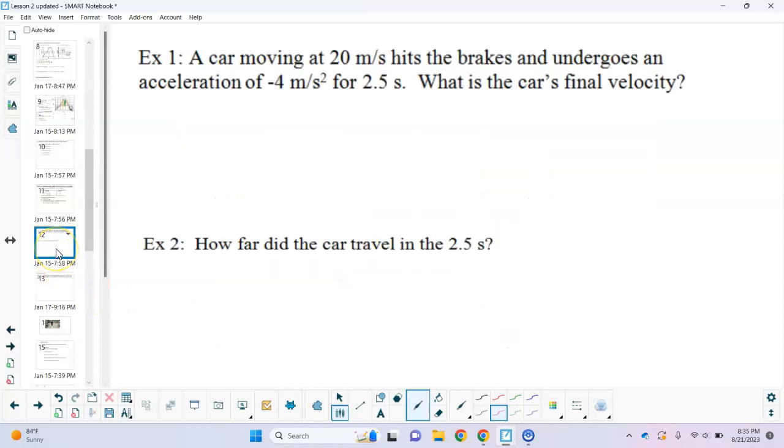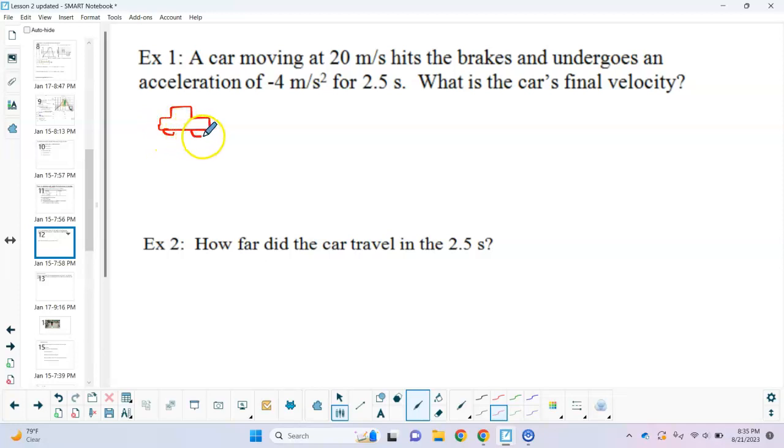We're going to practice by starting out with a situation like this one, where it says a car is moving at 20 meters per second, and then it hits the brakes and undergoes an acceleration of -4 meters per second squared for 2.5 seconds. So the first thing I want to do is just draw a quick sketch. I'm going to draw a car.